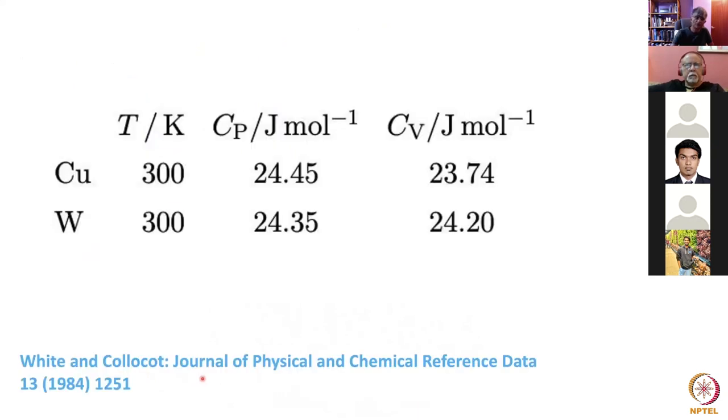So here, for example, these are data for copper and tungsten, which are often used as references. And of course, the heat capacities are a function of temperature. So here I'm giving you the data for 300 Kelvin. And you can see that it's not much of a difference between the heat capacity at constant pressure and the heat capacity at constant volume.